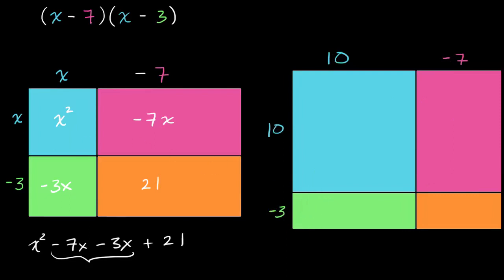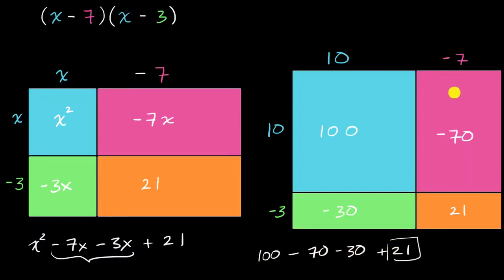Let's make sure that's actually occurring. So this blue area is going to be 10 times 10, which is 100. This pink area now is 10 times negative 7, so it's negative 70. So we're going to take it away from the total area. This green area is negative 3 times 10, so that's negative 30. And then negative 3 times negative 7, this orange area, is positive 21. Does that all work out? So let's see, if we take this positive area, 100 minus 70 minus 30, and then add 21, 100 minus 70 is going to be 30. Minus 30 again is 0, and then you just have 21 left over, which is exactly what you would expect.